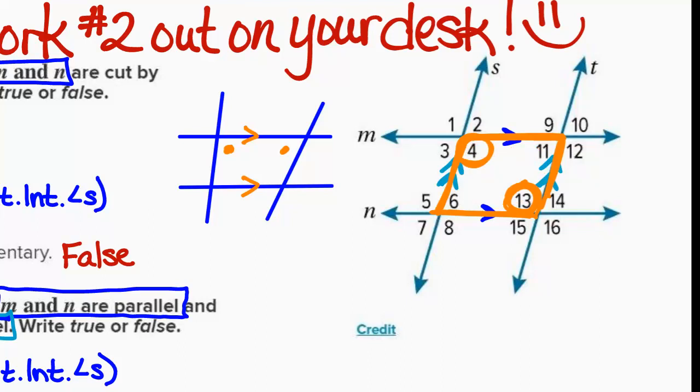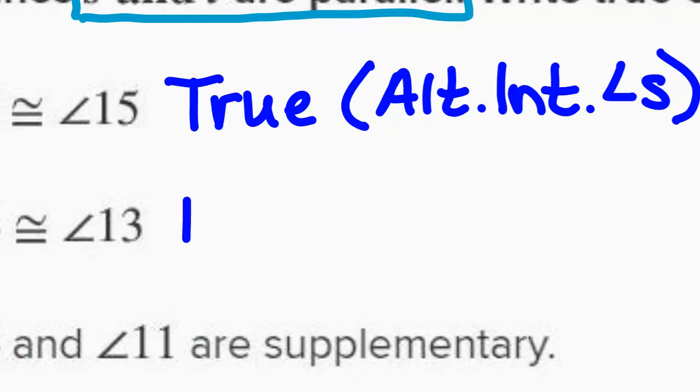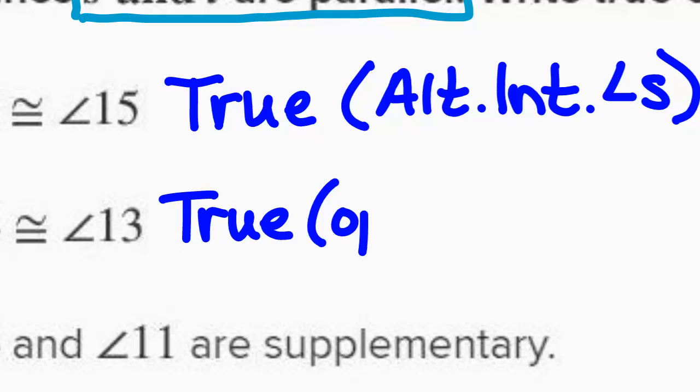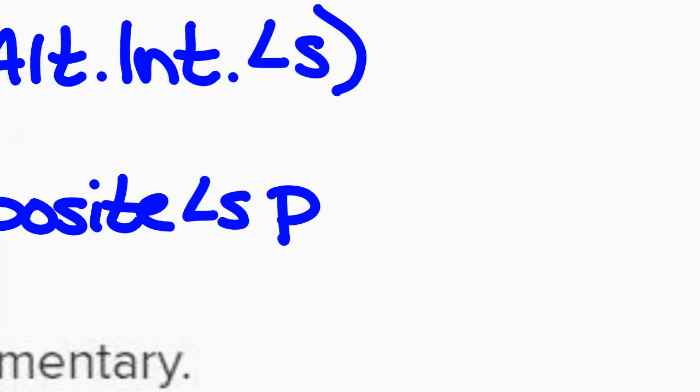Angles 4 and 13, are those congruent or not congruent? They are congruent. Because they are what? They are opposite angles of a parallelogram. Yes. So this is true. Opposite angles of a parallelogram are congruent.